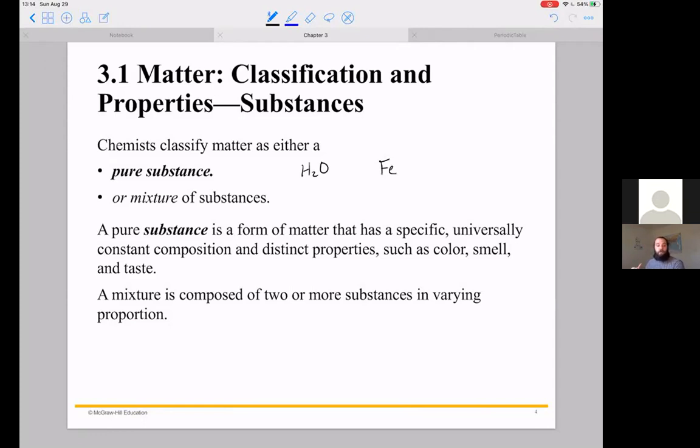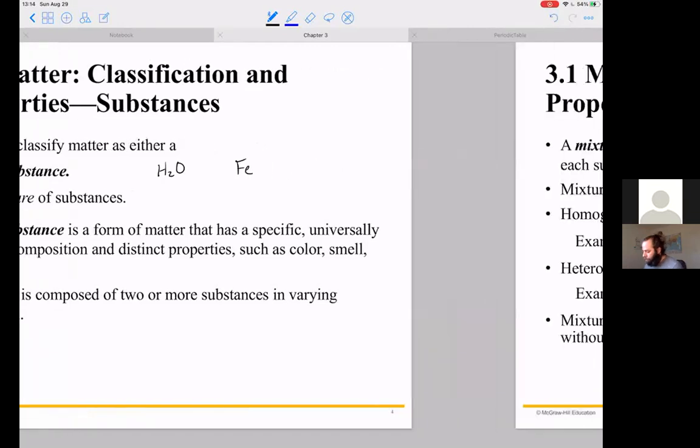Okay, a mixture would be if you have a composition of two or more substances, and they could be in varying proportions as well, right? So you could imagine I had iron filings that I put into my water. They're just kind of floating around. I can change the proportion of iron to water. That would be a mixture. These are relatively intuitive concepts.